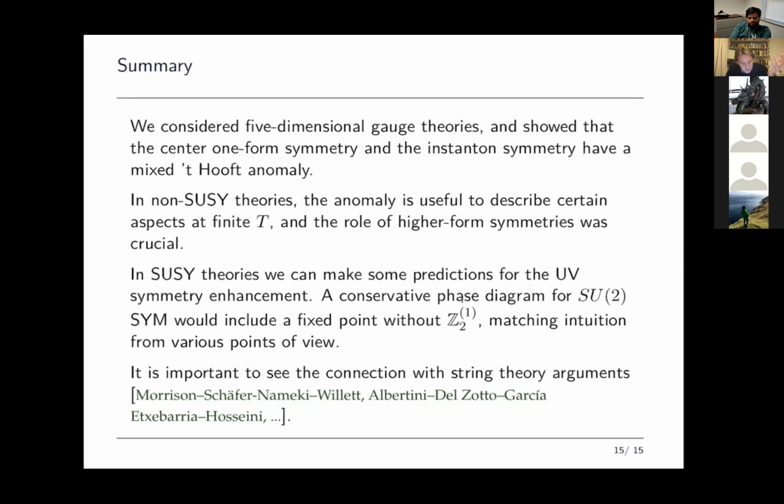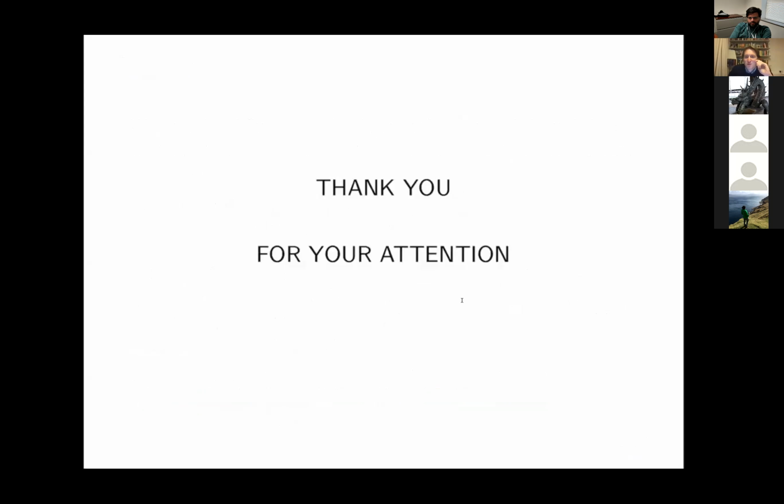It's then super relevant to connect the results obtained using a field theoretic approach in the infrared, as I just described, with the insights obtained using string theory compactifications. With this, I conclude. Thank you very much for your attention.